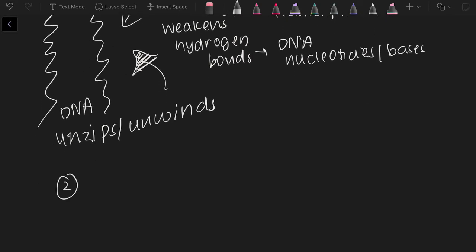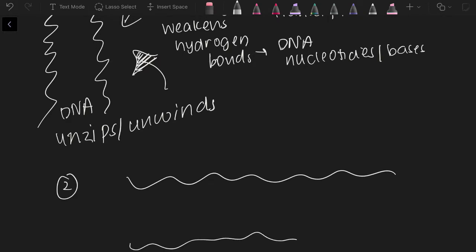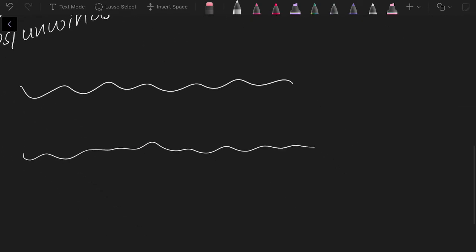The second step in transcription is that once you have your two DNA strands separated, one of the strands is called a template strand, and the other strand is called a coding strand. How this works is because DNA is an anti-parallel structure, meaning that the two strands of DNA run anti-parallel. So one strand of DNA will run from the 5' to 3' direction, and the other one will run from the 3' to 5' direction.